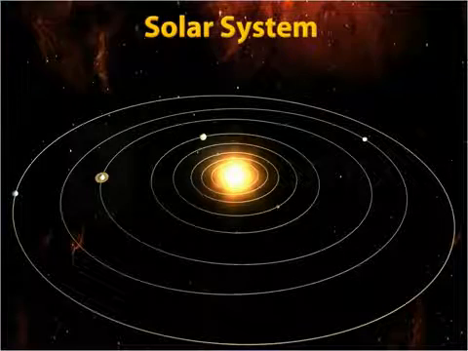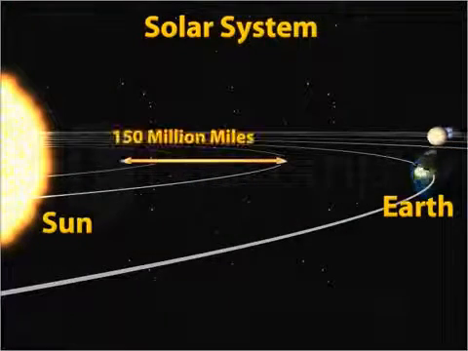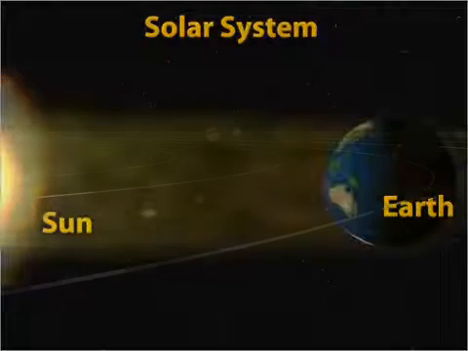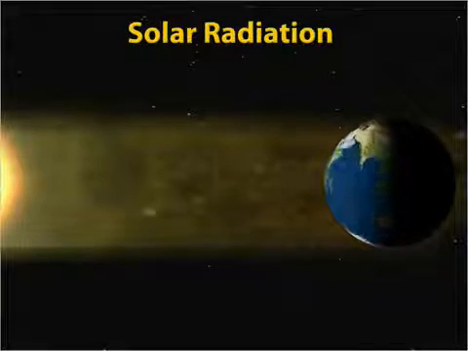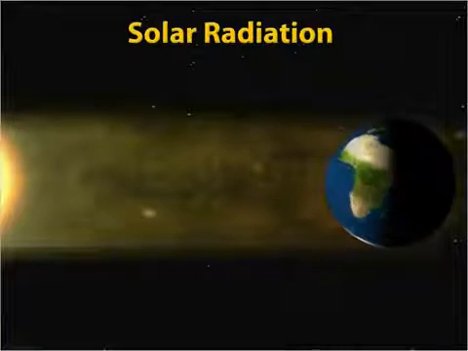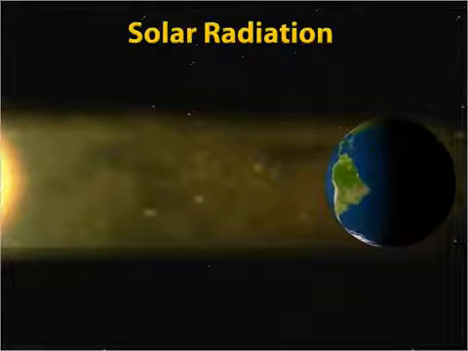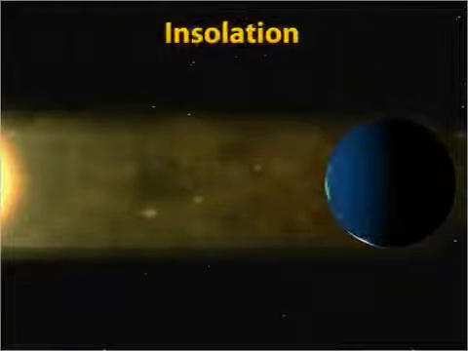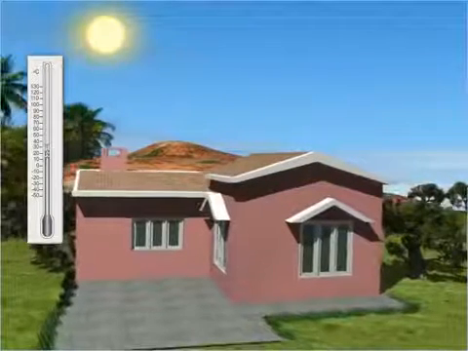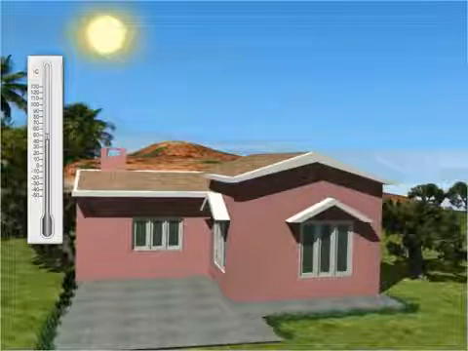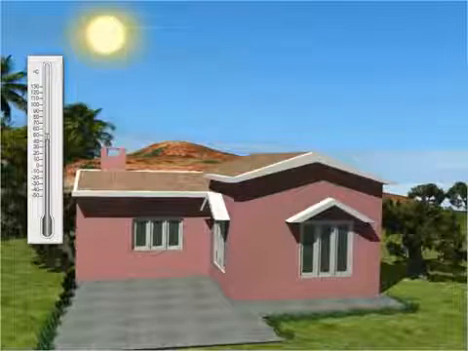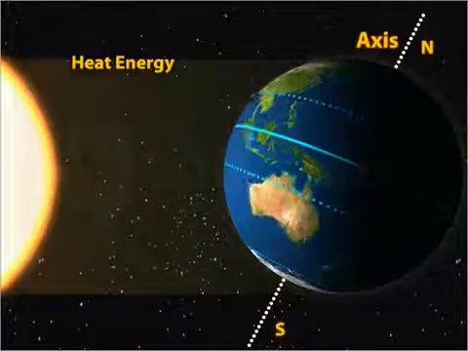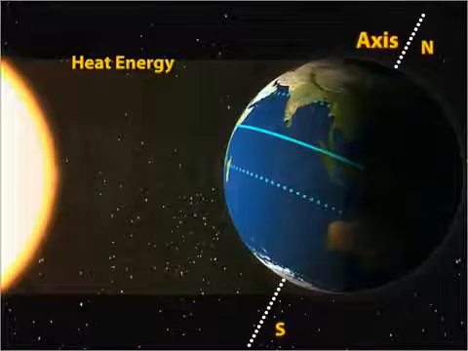Since the Earth is placed at a distance of 150 million miles away from the Sun, it intercepts only a very small part of the solar radiation. The amount of solar radiation intercepted by the surface of the Earth is termed as the incoming solar radiation, or in short, insolation. The amount of heat energy from the Sun received by a place helps in deciding the temperature of that place. The heat energy thus received is not uniformly distributed over the surface of the Earth.